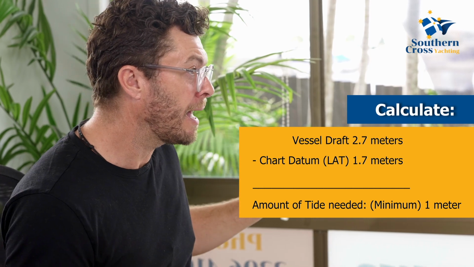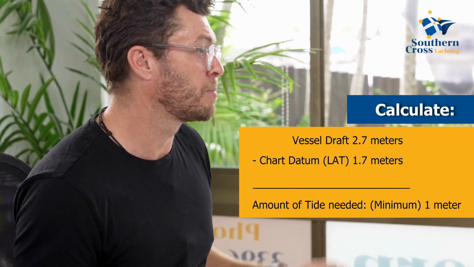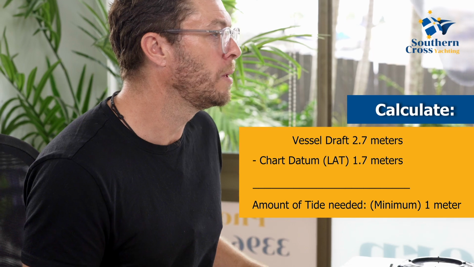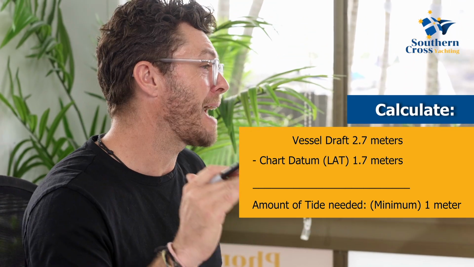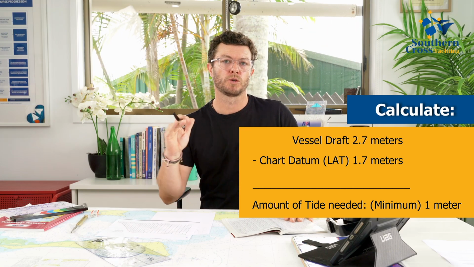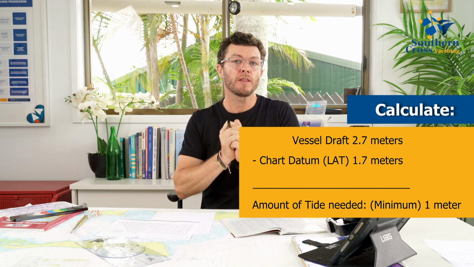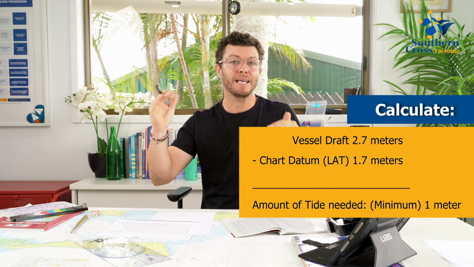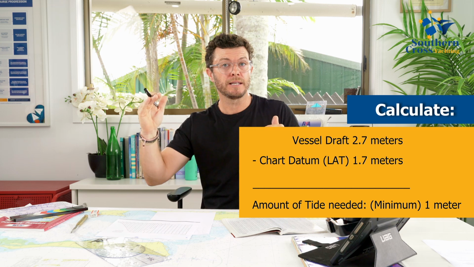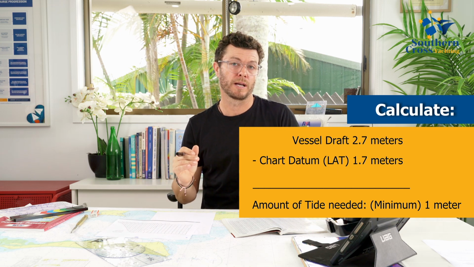The marina here at Manly in Brisbane, where we have our school, the lowest astronomical tide available to us here is 1.7. So in other words, there is a deficit of 1 meter that we need of tide to be able to get in and out of the marina. So that's what we need, 1 meter for the boat to actually float. We, of course, need a little bit more water than that, maybe 20 centimeters, maybe half a meter of clearance so that we can safely exit and come back to the marina.